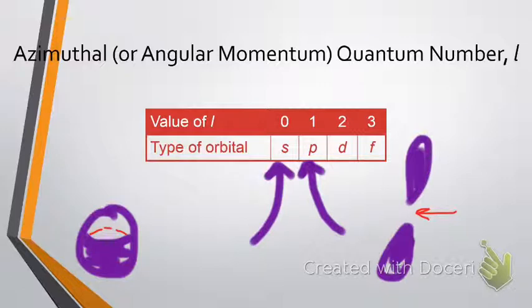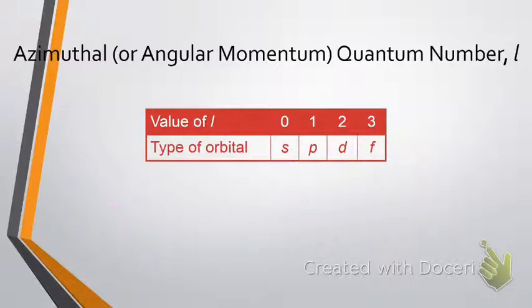d and f are the other types of orbitals. So remember, if l is 0, 1, 2, or 3, it goes s, p, d, f. d and f are much more complicated in shape, so I want you to know that they exist, and I want you to know what electrons reside there, but I wouldn't expect you to be able to draw them. But you should be able to draw both s and p.